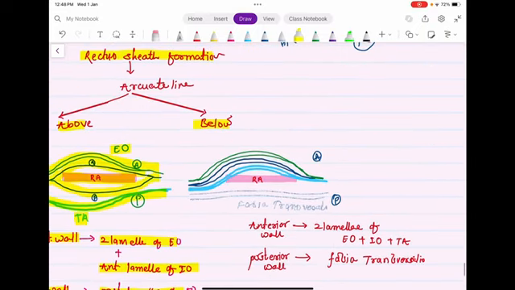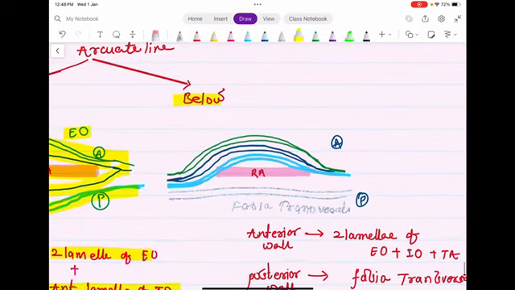Okay, coming to below the arcuate line, the rectus sheath formation below the arcuate line. This is the rectus abdominis muscle. Both lamellae of the external oblique muscle pass anterior to the rectus abdominis muscle. Now the internal oblique muscle: both lamellae pass anterior to the rectus abdominis muscle. Now the transverse abdominis muscle: both lamellae pass anterior to the rectus abdominis muscle, and posteriorly there is only the fascia transversalis.